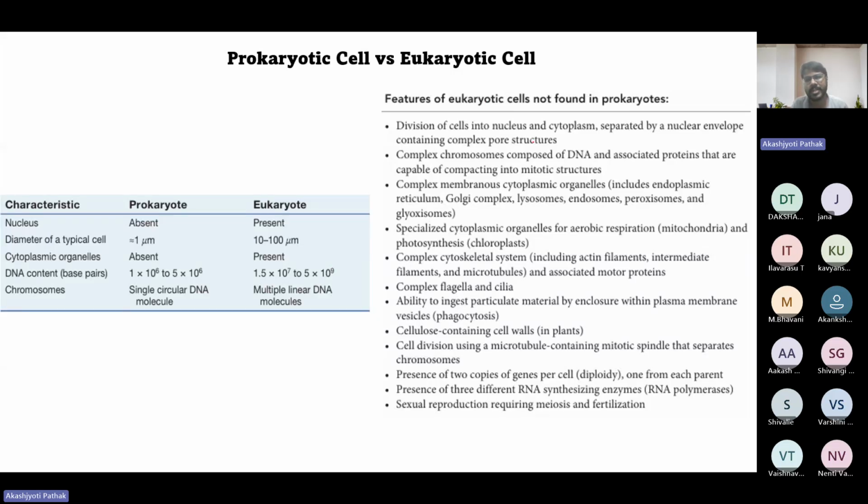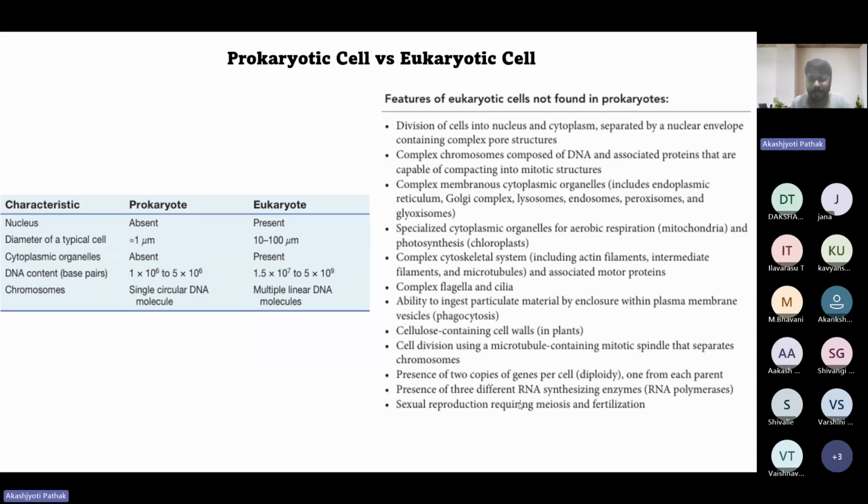So what are the features of eukaryotic cells that are not present in prokaryotes? There is division of the cell into nucleus and cytoplasm, separated by a nuclear envelope containing complex pore structures. So there is a specific compartmentalization that we see in eukaryotic cells: they have a nucleus and a cytoplasm, which is lacking in prokaryotic cells. Then there are complex chromosomes. The DNA of eukaryotic cells remains wrapped around protein complexes to form structures called nucleosomes, while prokaryotes have naked DNA, which means only the genetic material is present and it is not wrapped around.